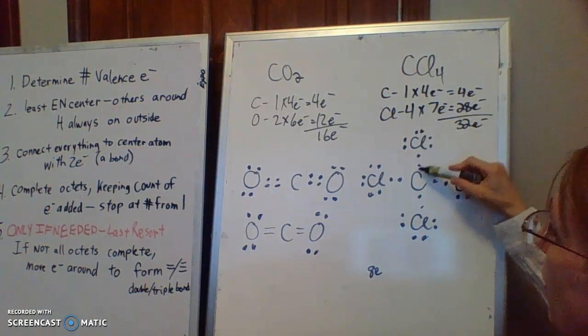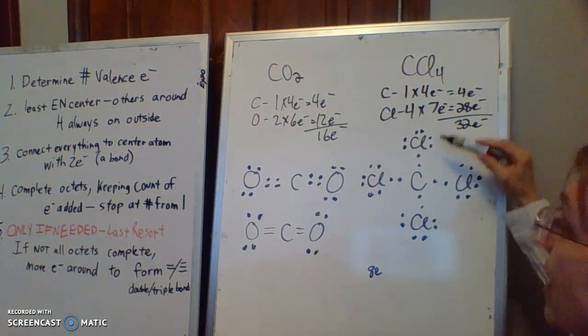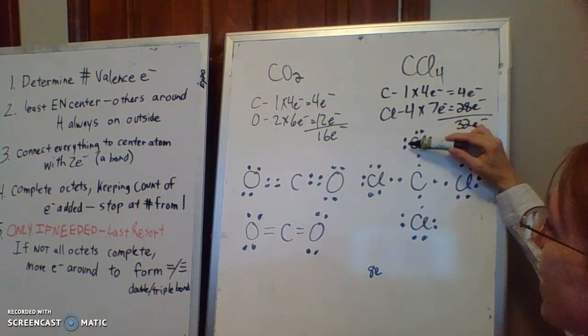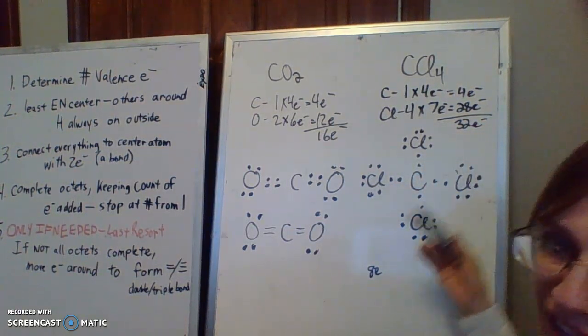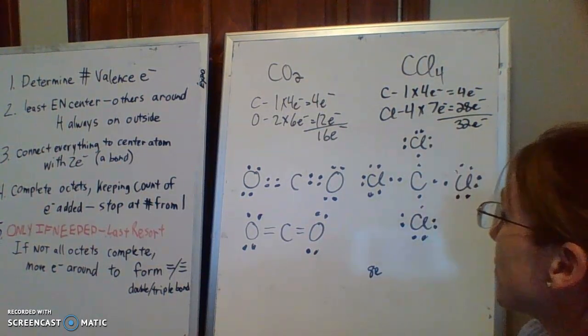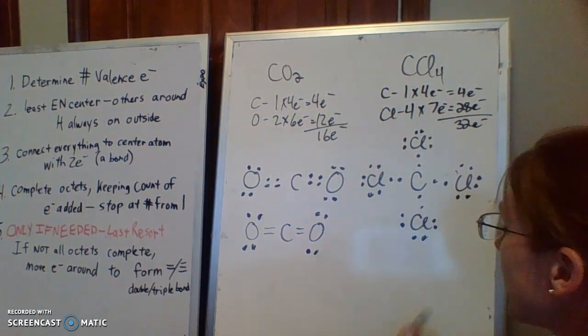Now let's double check. Our carbon is still happy. It's got 8. Let's check our chlorine. 2, 4, 6, 8. Chlorine is in fact happy. You can see that all the chlorines look the same, so they all have 8. So this is the structure for carbon tetrachloride.